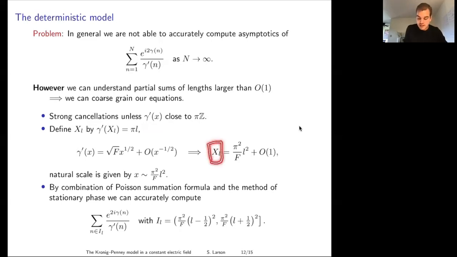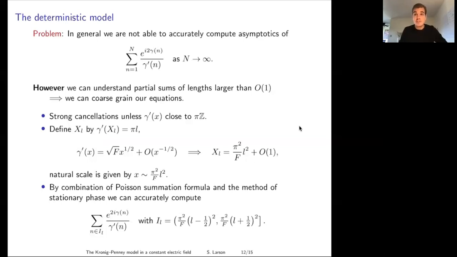We find points x_L given by pi squared over F L squared, which is precisely where gamma prime is a multiple of pi, or it's pi times L. So a natural scale is essentially given by L squared, where L ranges through the integers. And by a somewhat delicate combination of Poisson's summation formula and a method of stationary phase computation, you can compute the sums that we are interested in when n ranges from (L minus 1/2) squared to (L plus 1/2) squared. So essentially we look at a symmetric region around one of these resonant points x_L, and a partition of all of R into such regions.